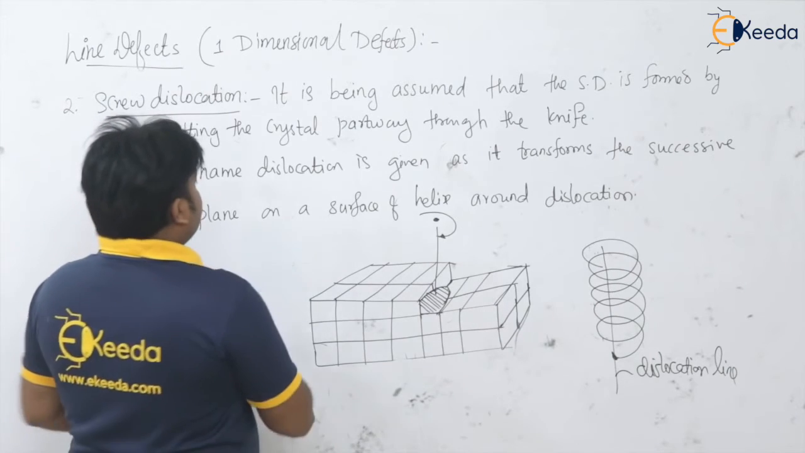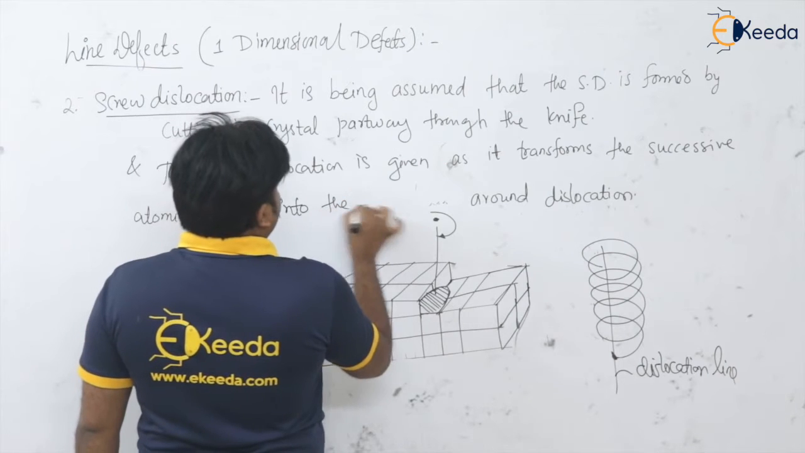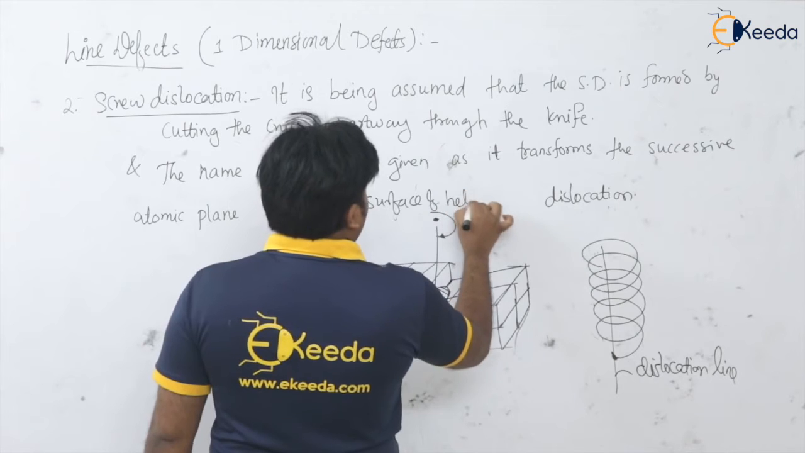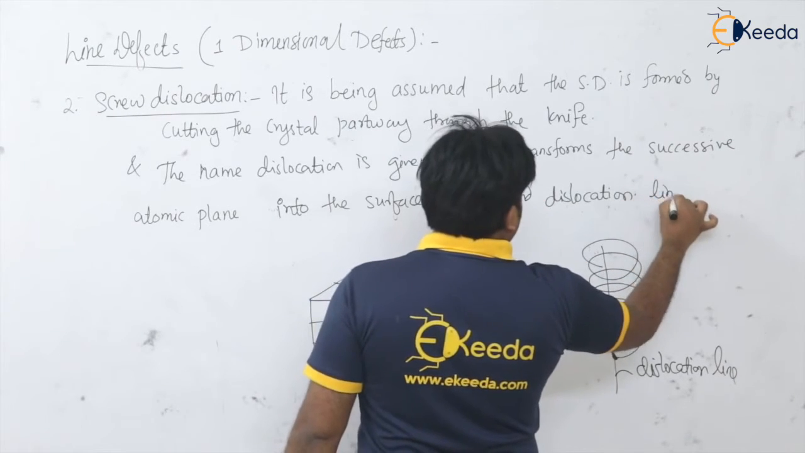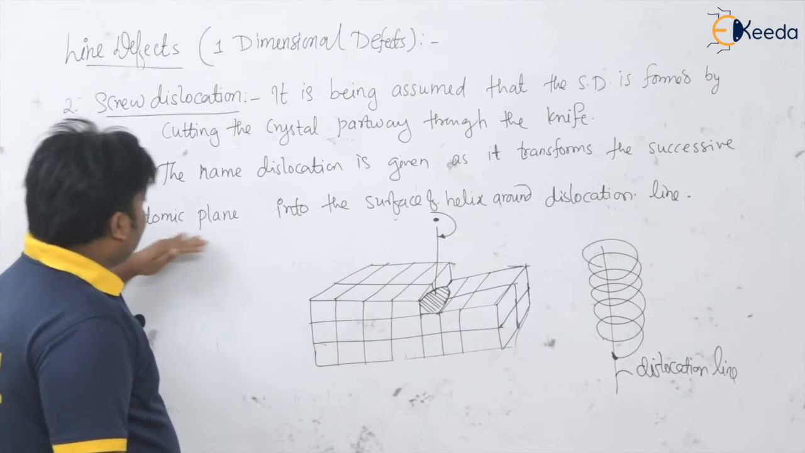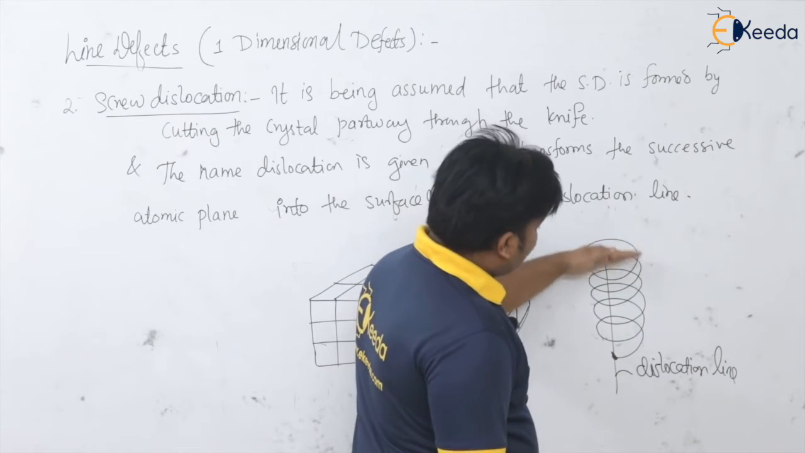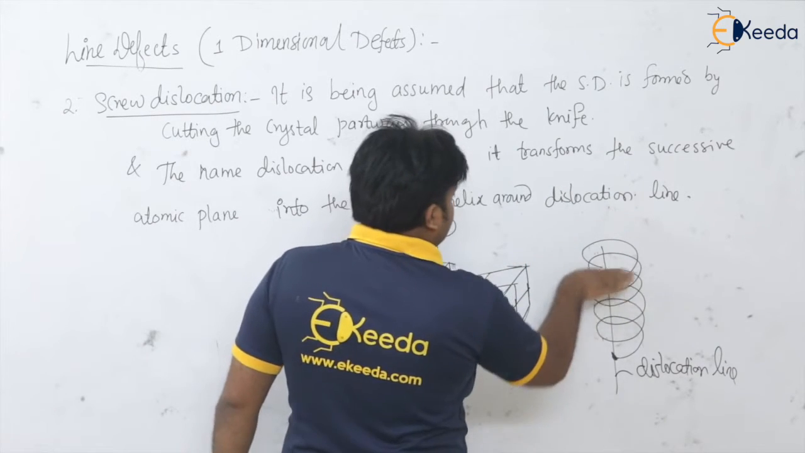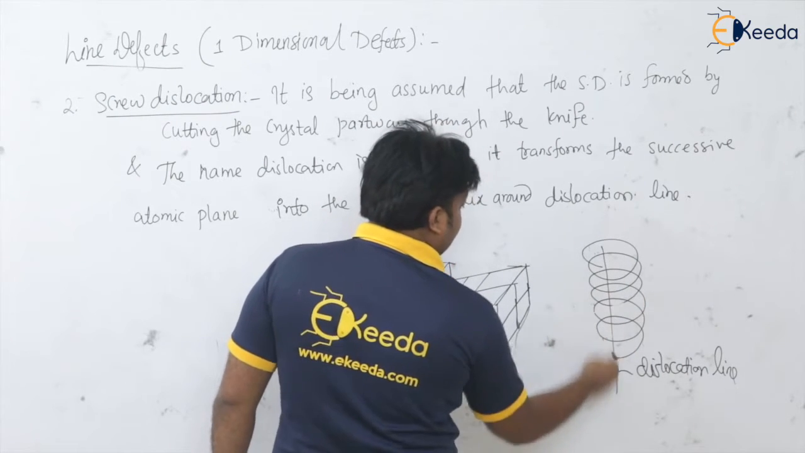Okay, see here, the successive atomic planes are transformed into the surface of a helix around the dislocation line. So the name is given as it transfers the successive atomic planes into the surface of a helix. See, the successive atomic planes are getting transferred like a helix around this dislocation. This is the dislocation line.